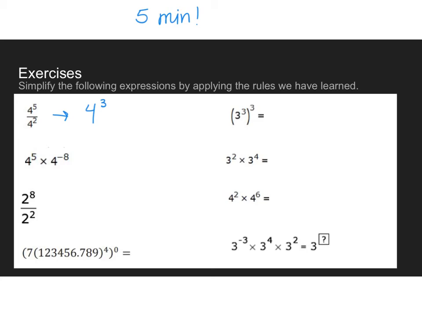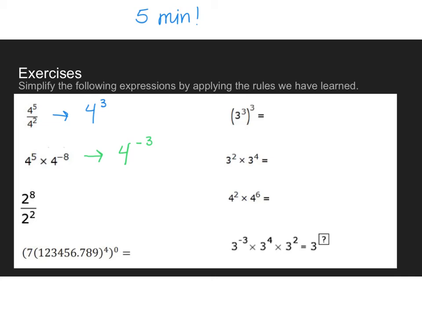Nice. All right, the next one, we have 4 to the 5th times 4 to the negative 8th. We are multiplying numbers with the same base, so we are going to add those exponents. We keep our base, and we add 5 plus negative 8. This is negative 3. And you don't yet know what to do with a negative exponent. You may, but we're going to learn this next week. But for right now, this is as small as I need you to make it.